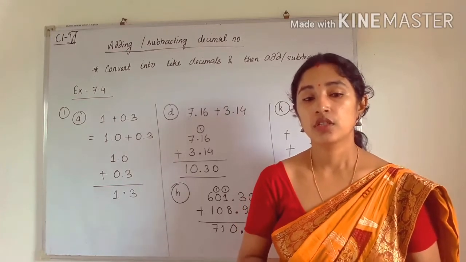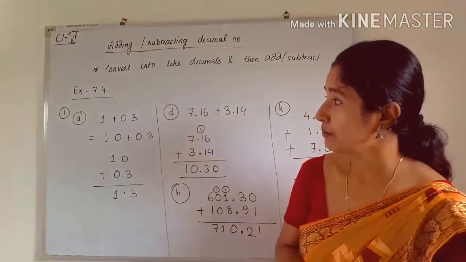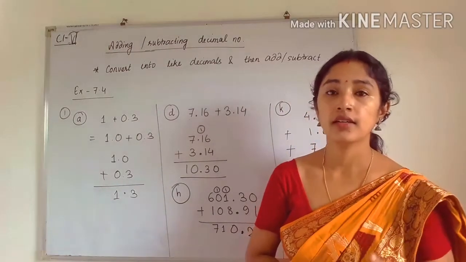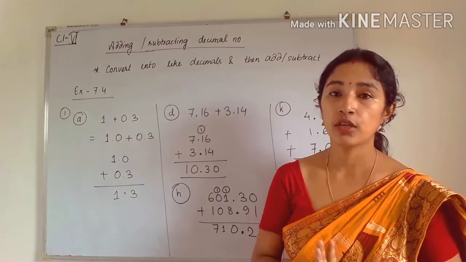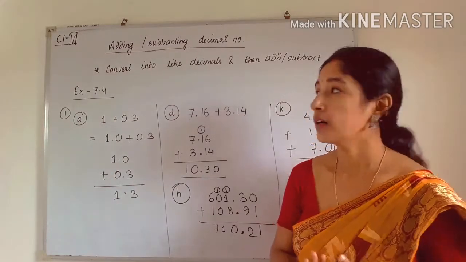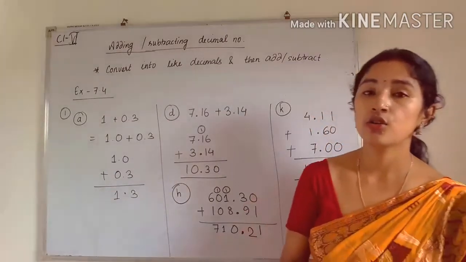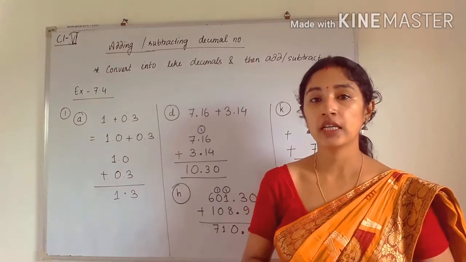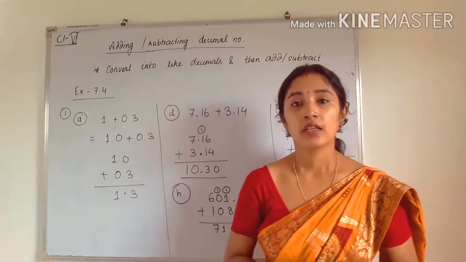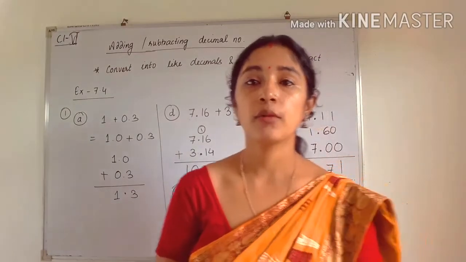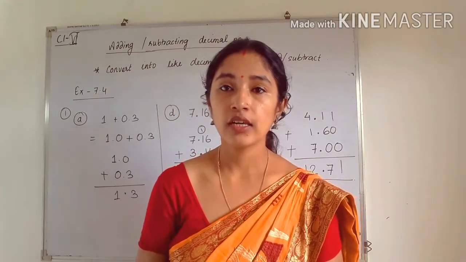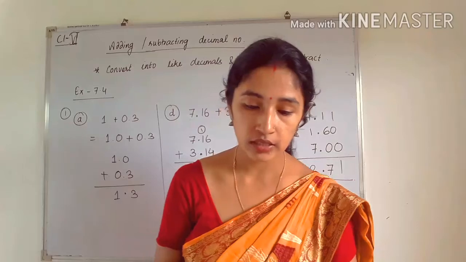Just see, I'm starting exercise 7.4. Here we have to add and subtract decimal numbers. What thing do you have to keep in mind? The main thing is, if the decimals are not like, then you have to convert them into like decimal numbers. What is the meaning of like decimal numbers? The decimal places should be the same. That means after the decimal point, the number of digits should be the same in each decimal number, so that we can easily add or subtract them. Okay, let us start the first question.